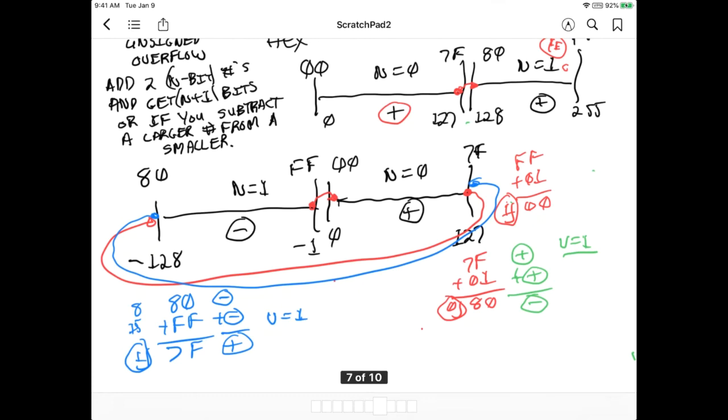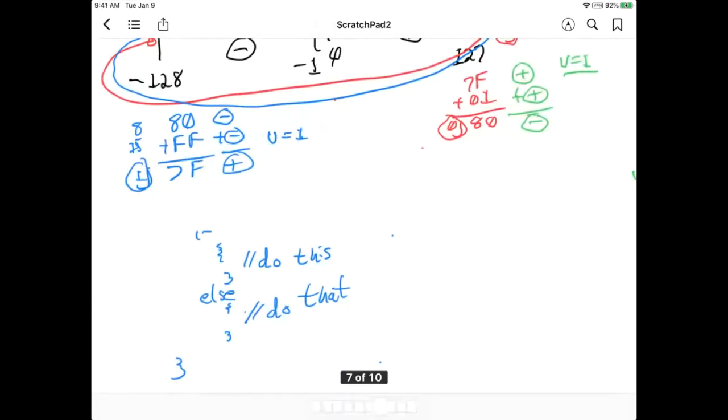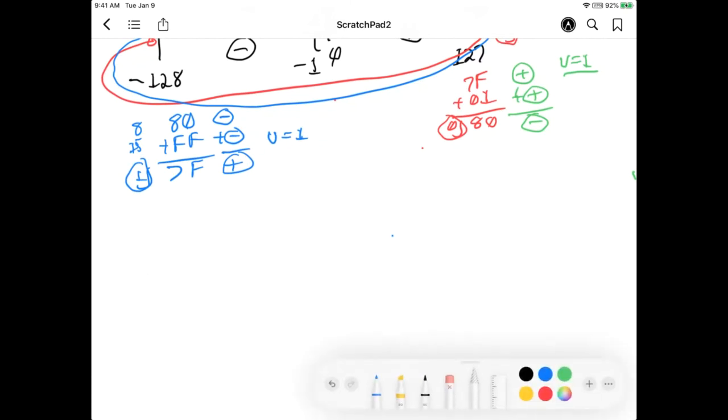So let's take a look at what a signed overflow means. Let's move this down here and get rid of some of this stuff and do some more writing. So basically, let's take a look at what a signed overflow means. Signed overflow.